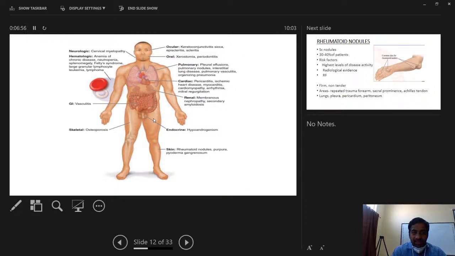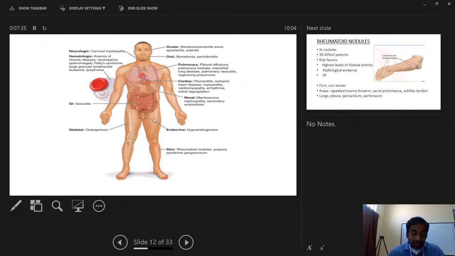So extra-articular manifestations, you have many. Neurological: you have cervical myelopathy. Anemia of chronic disease, wherein the patient will have normocytic normochromic anemia. Neutropenia, spleen will be enlarged. Felty syndrome, large granular lymphocytes, leukemia, lymphomas. All these are more commonly involved. GI: you have vasculitis, which is also more commonly involved. Skeletal: you have osteoporosis. Endocrine: you have hypoandrogens. Skin: you have rheumatoid nodules, purpura, pyoderma gangrenosum. All these are more commonly involved.